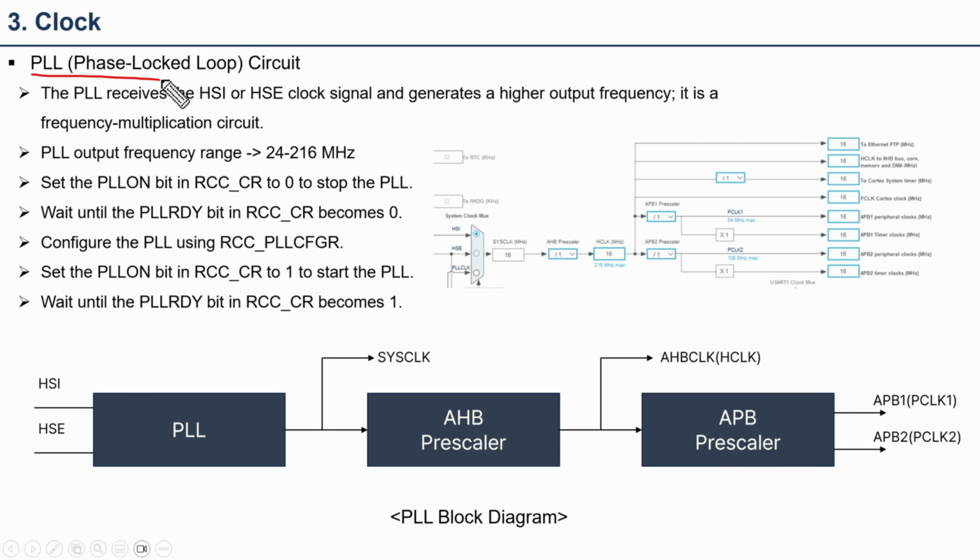Next is the PLL. It takes HSI or HSE as its input and generates a higher frequency. The PLL output can range from 24 to 216 MHz. To do that, we need to configure several registers. I've brought up this screen so we can see the clock configuration more clearly.